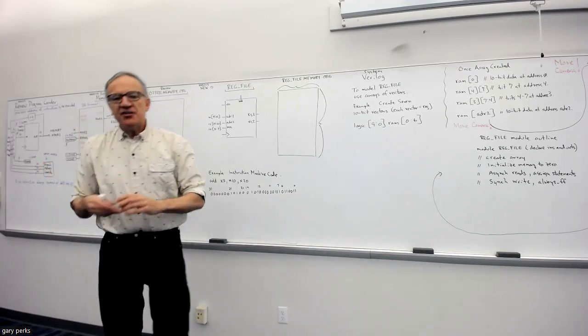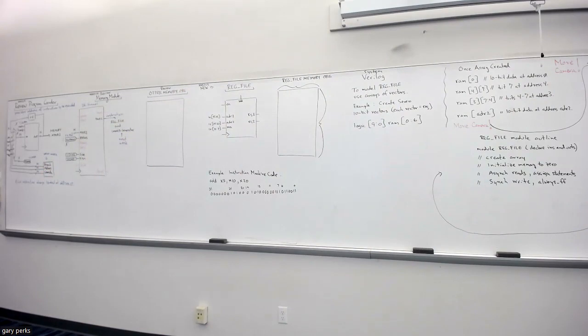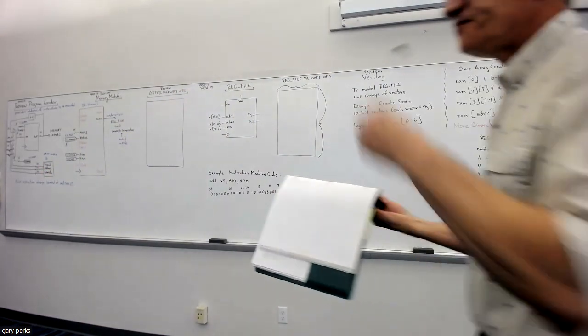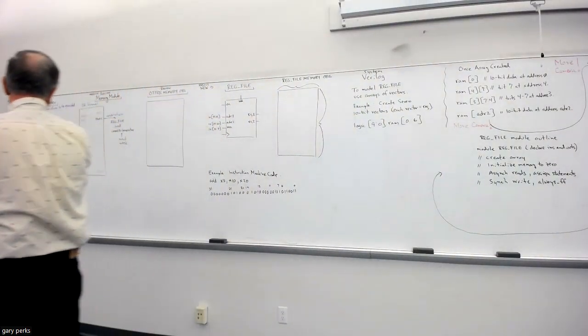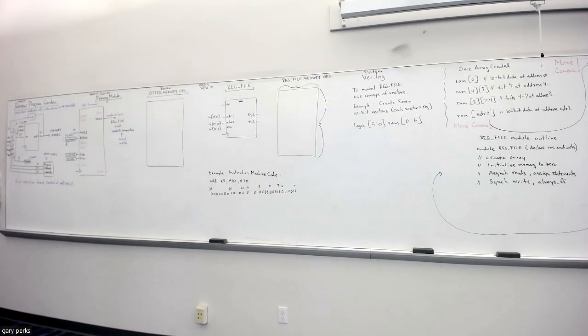So if you look at your instruction manual, the assembly language manual, what you'll notice is if you look at the load and store commands, we have load byte, load byte unsigned, load half word, load half word unsigned, and load word. Remember, we don't have a load word unsigned. Why was that again? Why is there an unsigned for byte and half word, but not an unsigned for word?